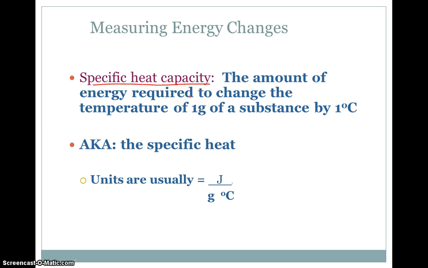The specific heat capacity of a substance, for any substance, tells us the amount of energy required to change the temperature of 1 gram of any substance by 1 degree Celsius. So specific heat can be used for anything, not just water. But if you look at the definition, this is very, very close to a calorie. The only word that's changed here is this word substance. So the specific heat for any substance is how much energy we need to take 1 gram of it 1 degree Celsius hotter. We call it specific heat for short, and the units that it's usually measured in are joules over gram degree Celsius. So what does specific heat tell us?